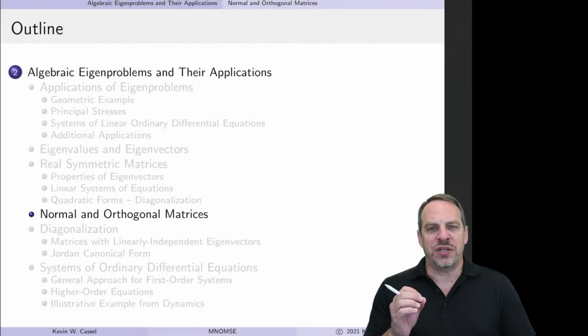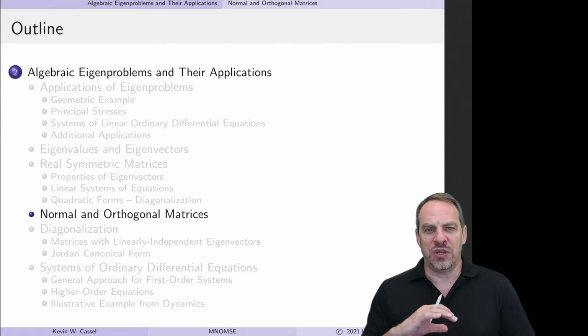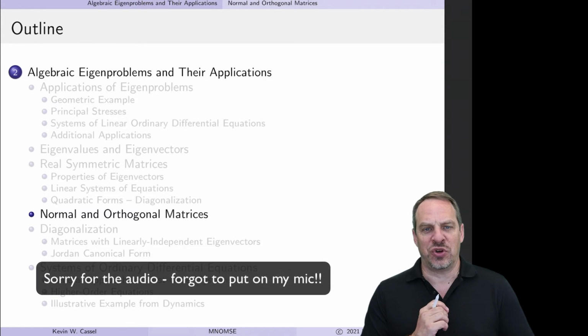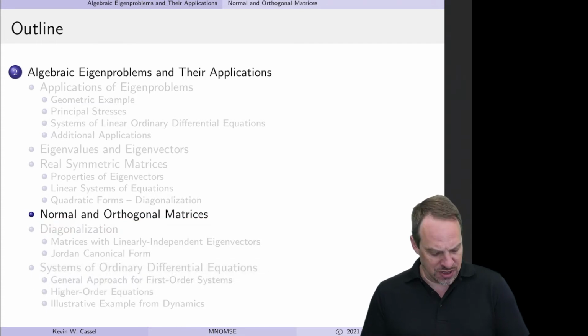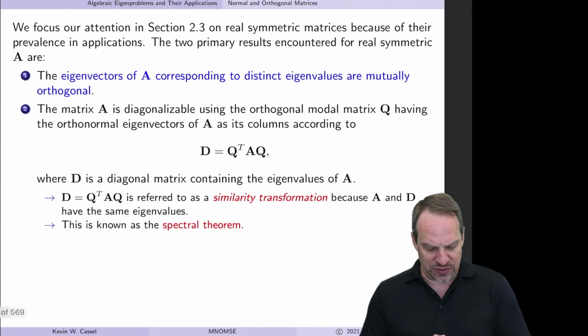We'll get back to the idea of diagonalization and its applications starting in the next video, but before we do so, I want to talk about a very special type of matrix called a normal matrix that we have not yet seen. We have seen orthogonal matrices. I'll say a few things about that. I want to focus on this idea of a normal matrix and what that represents.